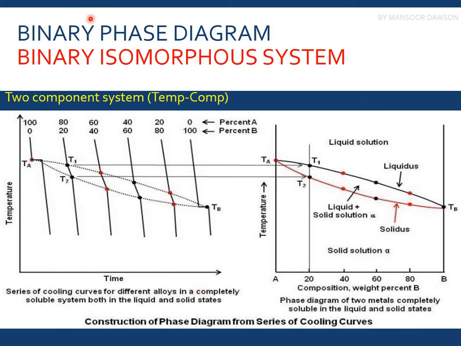Then we have a binary phase diagram, or binary isomorphous system. You can see the same crystal structure throughout. There are no different structures, only one structure. There are two components. For example, in this case, we have all the composition of A over here, which is our solvent, and B is being dissolved in the solvent. So the percentage of the B solute.